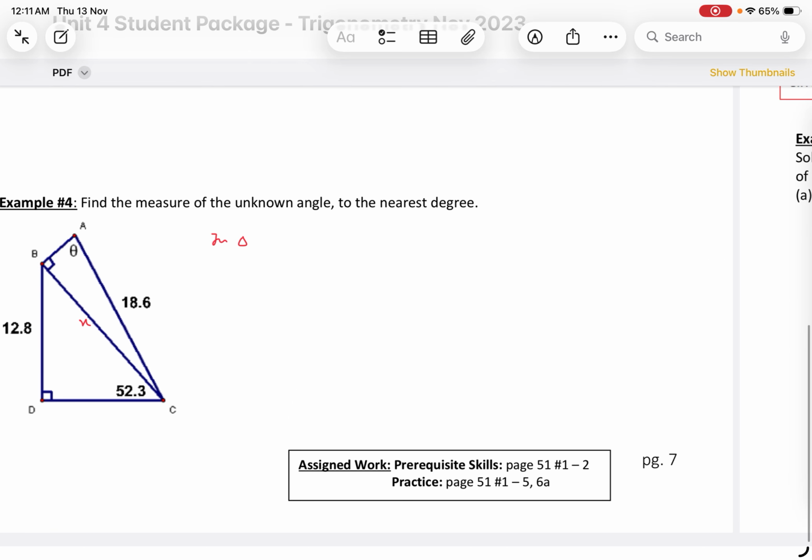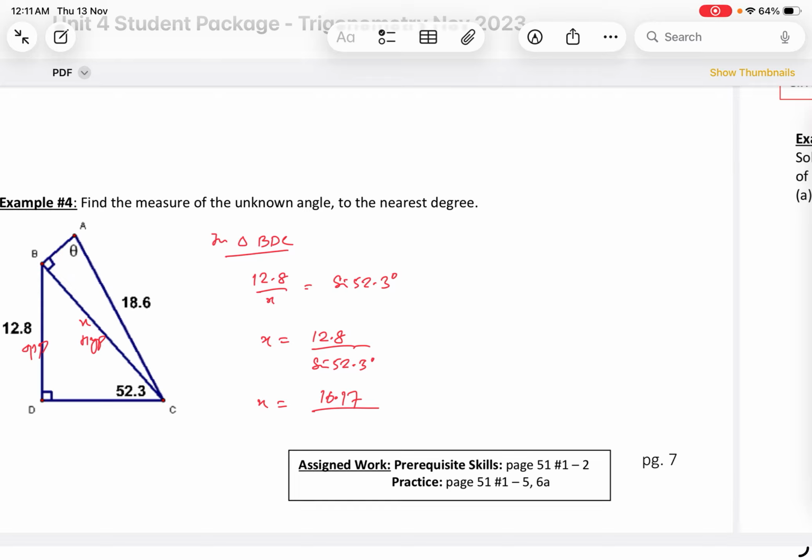So here in triangle BDC, the common side is x, so 12.8 upon x. This is opposite, this is hypotenuse in triangle BDC, right? So this gives me sine of 52.3 degrees. So x is equal to 12.8 divided by sine 52.3 degrees, and I get x as 12.8 divided by sine 52.3. It gives me 16.17.